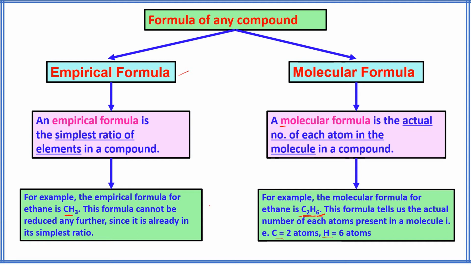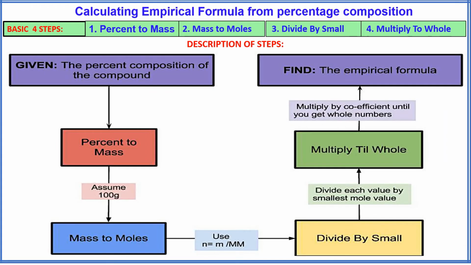So I will take the same example, C2H6, as the molecular formula. Now how to make the empirical formula? Is it the simplest ratio? No. You can further convert it by dividing by 2. Now what do we get? 1 carbon, 3 hydrogen. This is the empirical formula. You can't reduce this further. So the molecular formula is converted into the empirical formula like this. These are the differences between empirical formula and molecular formula.